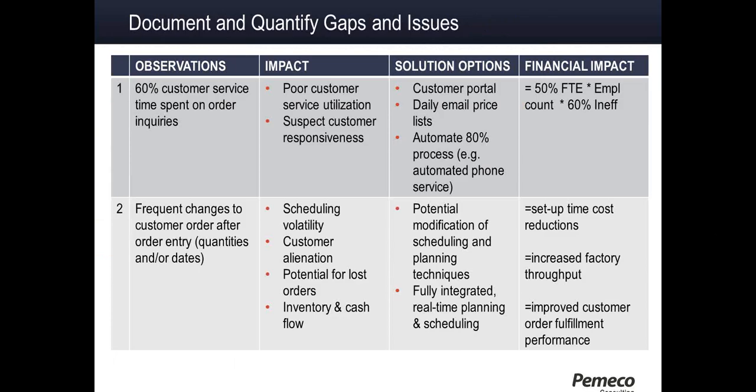And then we look at what the potential options are. Maybe we need a customer portal where the customers can check online on their own orders. Maybe they're calling for price list updates, so we do a daily email price list. Or maybe 80% of what they're asking for could be handled through a simple automated phone service.